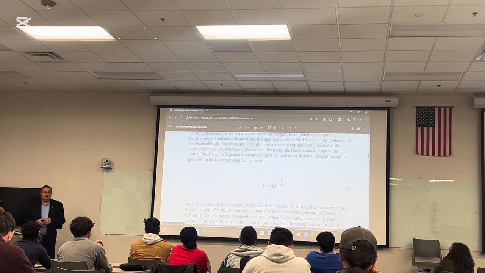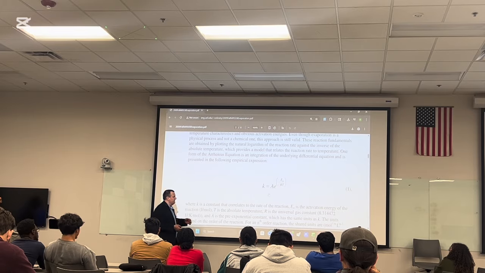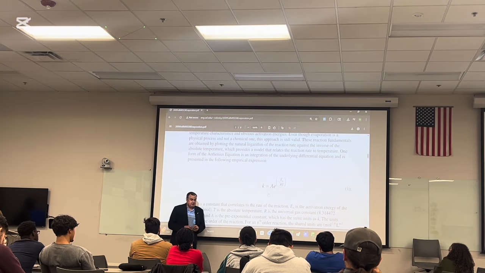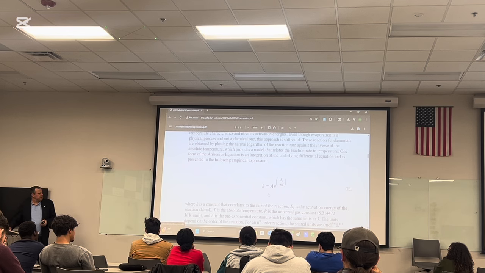This is the Arrhenius equation. The rate of the reaction, in this case the evaporation rate, is equal to a constant times e to the minus E over RT. E is the activation energy. So we did this experiment.